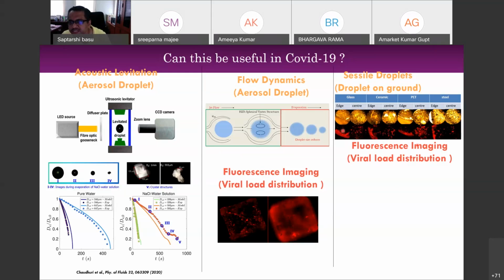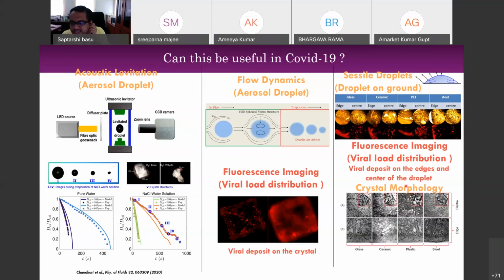So here also, and this is done on ceramic, glass, plastic, and steel, and these are basically the virus or the virus-like particles. You will find that when a droplet dries, most of the viral load is at the edge. Very little viral load is at the center. So if you manage to touch an Amazon package, don't touch the edge. That would be the take-home message for this.